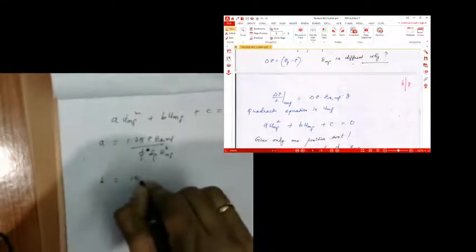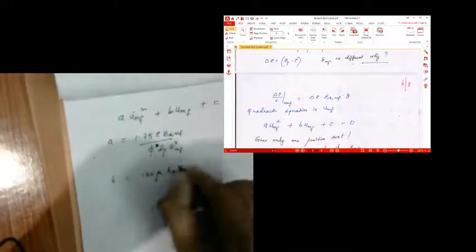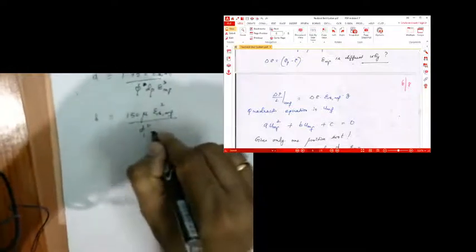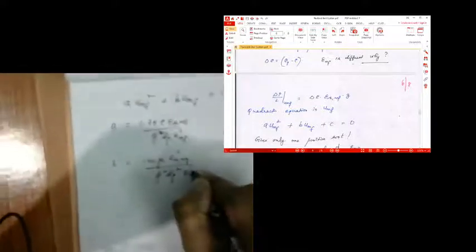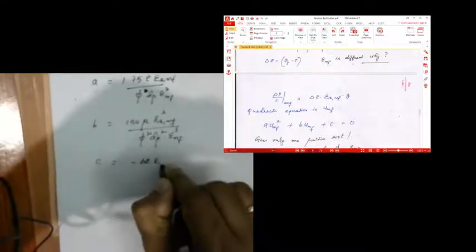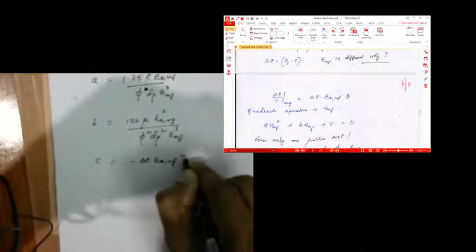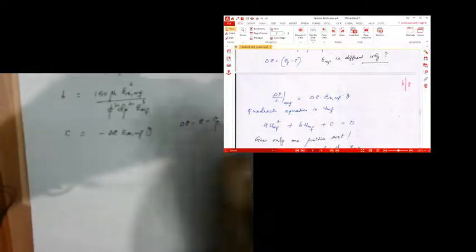B is 150 mu, again epsilon solid holdup, evaluated at the minimum fluidization condition, into phi square dp square epsilon. Voidage fraction is again at the minimum fluidization condition, and C is minus delta rho into epsilon S mfg. Delta rho is rho minus rho b. So this is a quadratic equation.